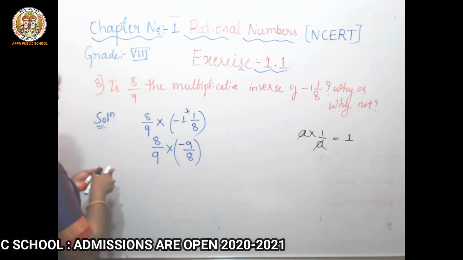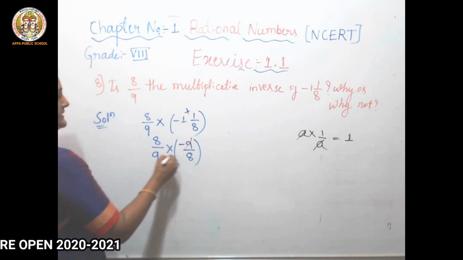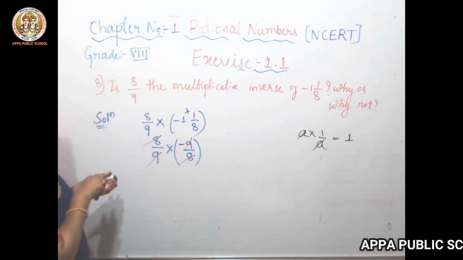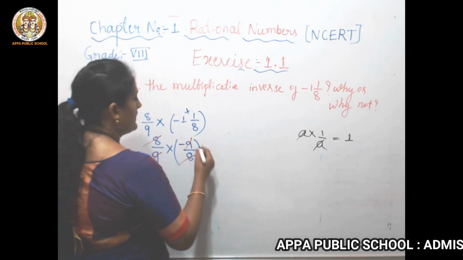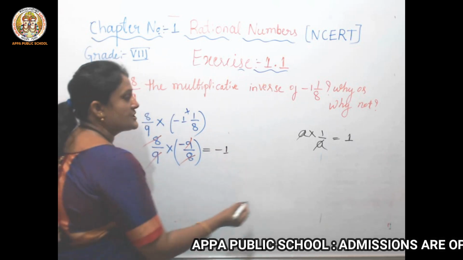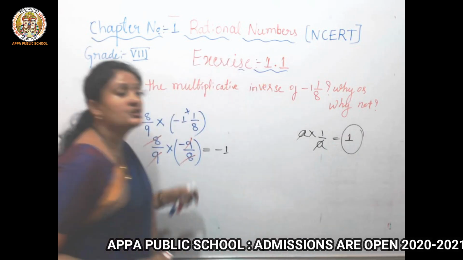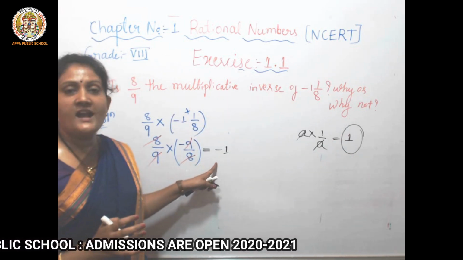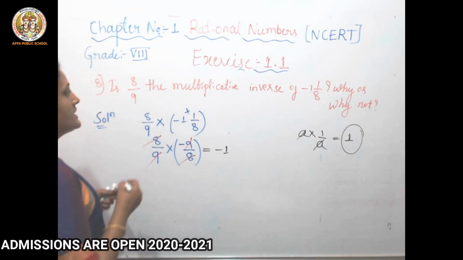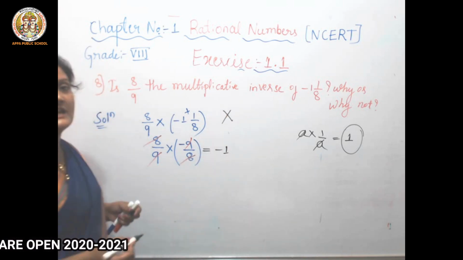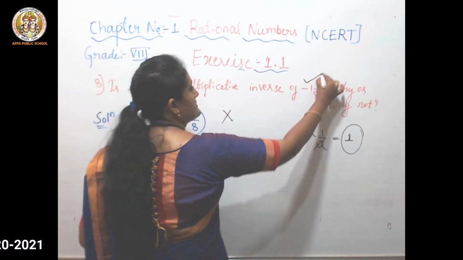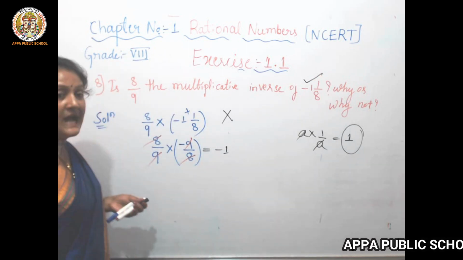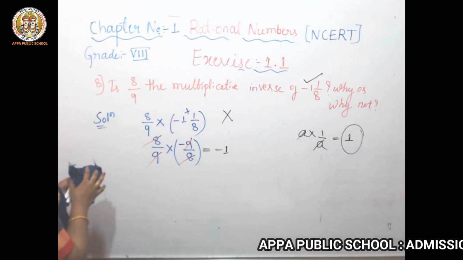So here it is a negative. Next, 9 cancel, 8 cancel. What is the answer? Answer is minus 1. What's our condition? Our condition is we should get plus 1. The product should be 1, but the product we are getting is minus 1. So this is not the multiplicative inverse of this. Yes? Got it? So this is question number 8. Now we will go for question number 9.